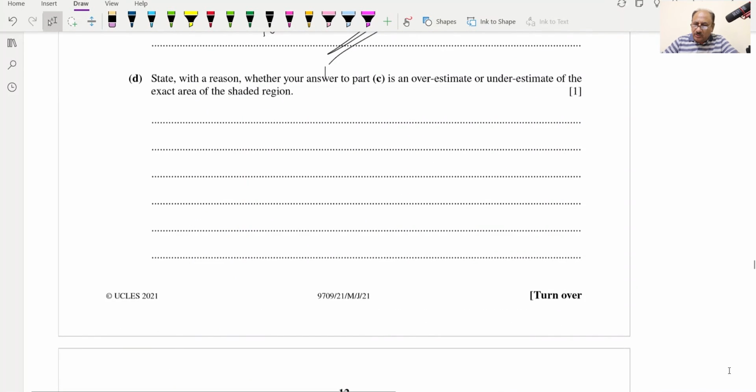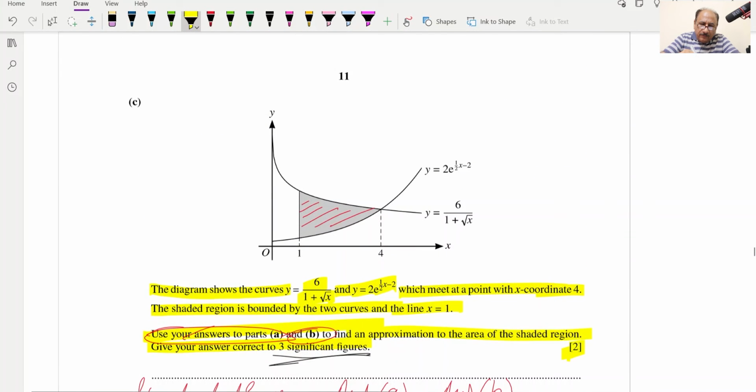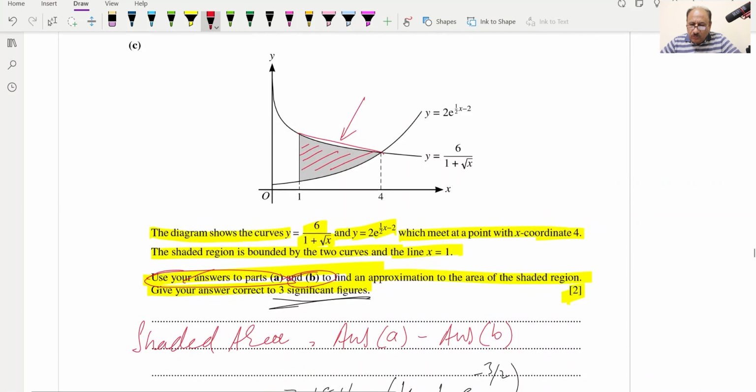D part is also there, a 1 mark part, and it just says to state with the reason whether your answer to part C is an overestimate or underestimate of the exact area of the shaded region. So this will be overestimation. Why will it be overestimation? Because we will be considering the area of the trapezium, and we will be considering this one. So this area, if you check this white portion, we have additionally taken, so this will be overestimation.